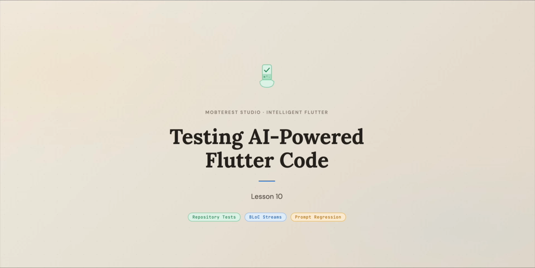Testing AI-powered code is different from testing REST APIs. It's not hard, it's just different. Once you understand the three core principles, the tests write themselves. Let's start there.